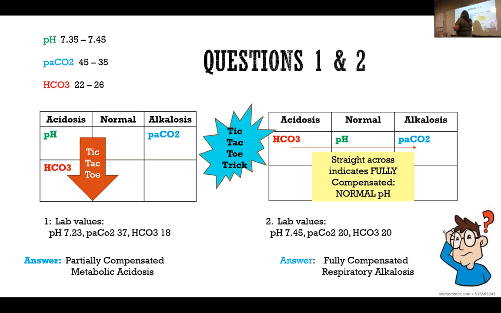The first lab value, 7.23. Where does that put the pH? Acidosis. What about PaCO2? It's 37. Yep, on the base side. And then bicarb is 18. So this makes our tic-tac-toe, right? Because 2 in a column gives us a tic-tac-toe. So what would we call that? Metabolic. This tells us it's metabolic, and this tells us acidosis.